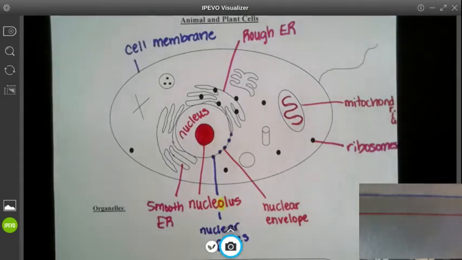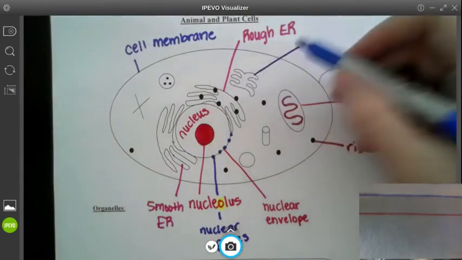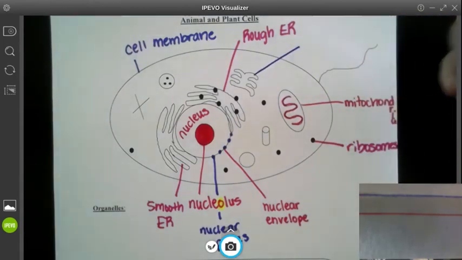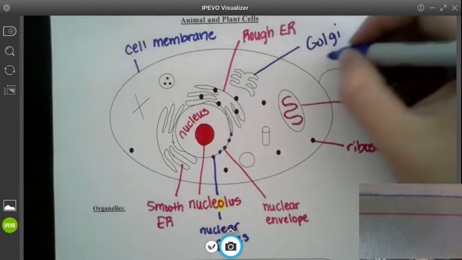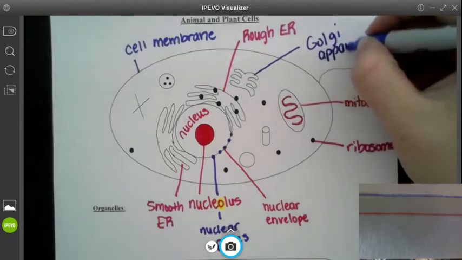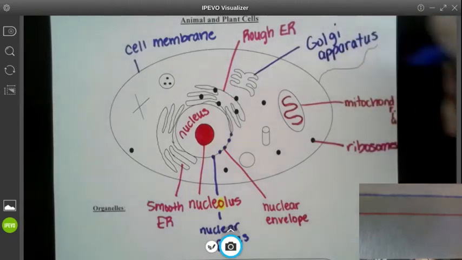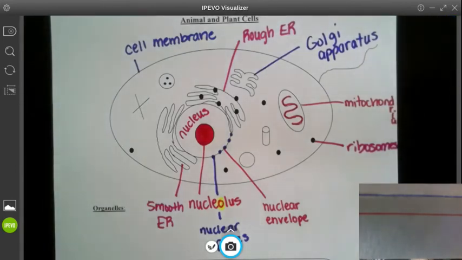We have another membrane-bound structure that doesn't attach to the nucleus. This is called the Golgi apparatus. The Golgi apparatus packages and processes things inside the cell. So things that are made are going to be released from the cell.